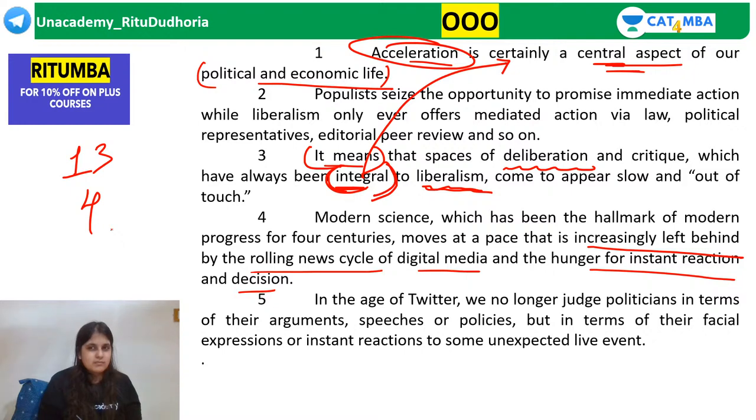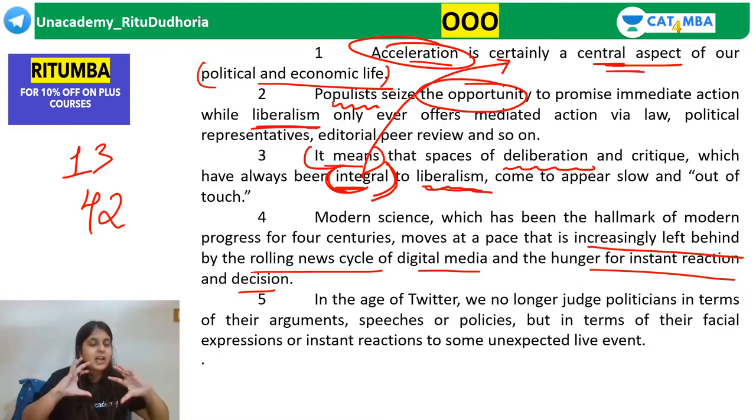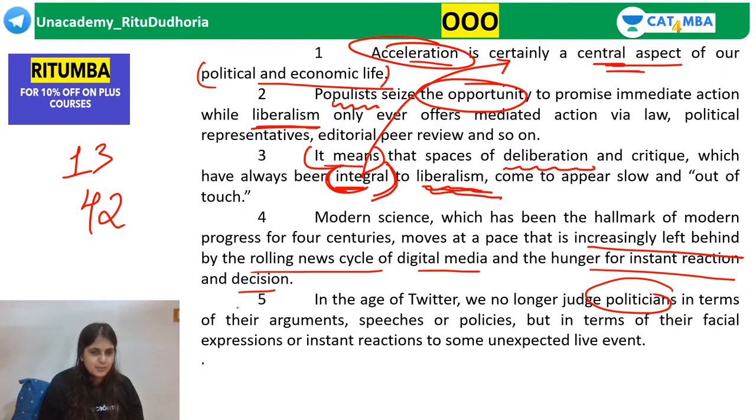4. Okay, 4. Now, who are these populists, guys? Who are these populists? Seize the opportunity to promise immediate action while liberalism. Guys, don't you feel that the passage is more bordering towards how this liberalism has changed? Yes or no? Liberalism, this attitude. Don't you think it's okay? If I'm going to put 5, we no longer judge politicians. Okay, suppose I'm going to keep 5 as my 5 in this order.